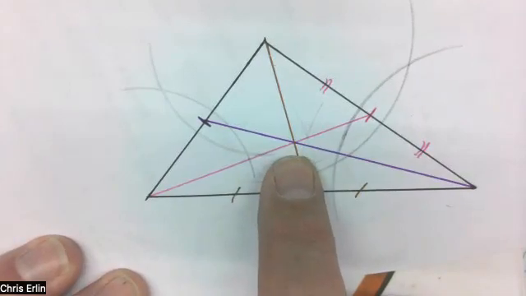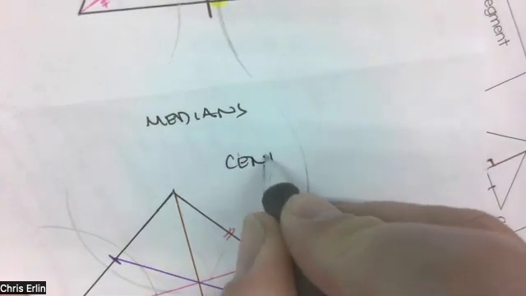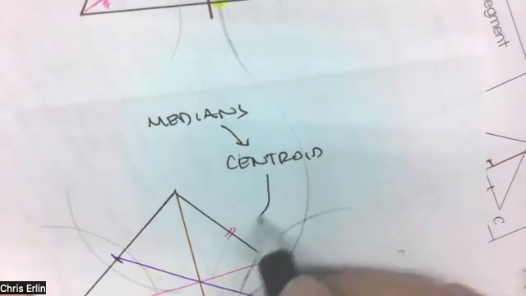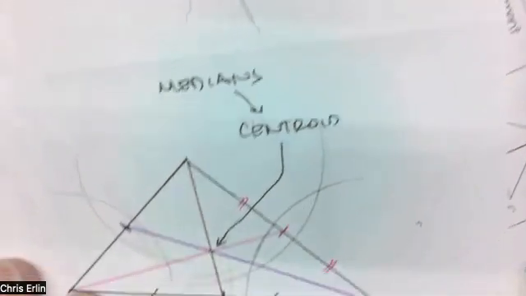Okay, so that gave us the three medians meeting at a single center. This center is called the centroid. And this is the center of gravity. It also has some other features to it.